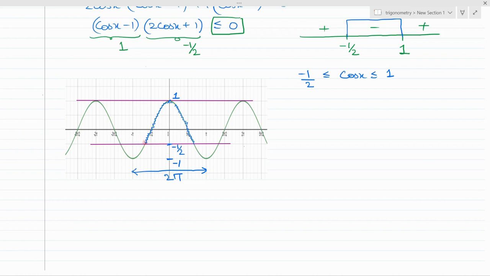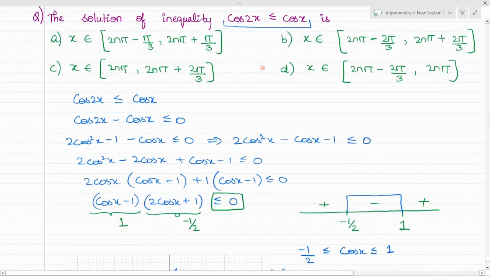So here minus half, the value will be minus 2 pi by 3. Here it will be plus 2 pi by 3. But we are talking about the general solution. So the solution will be 2n pi minus 2 pi by 3, comma, till 2n pi plus 2 pi by 3. So this is the solution of x. So let's see the options. If you observe, B is the required option to this question.